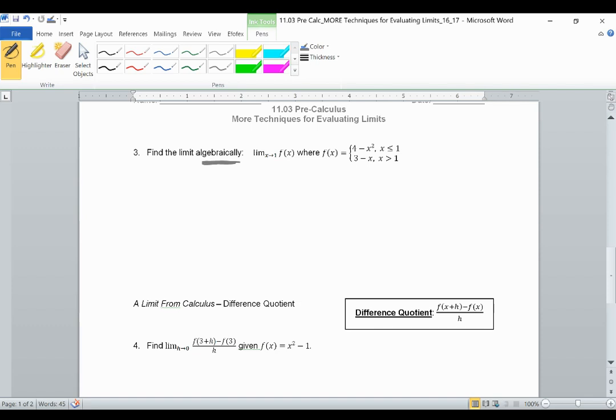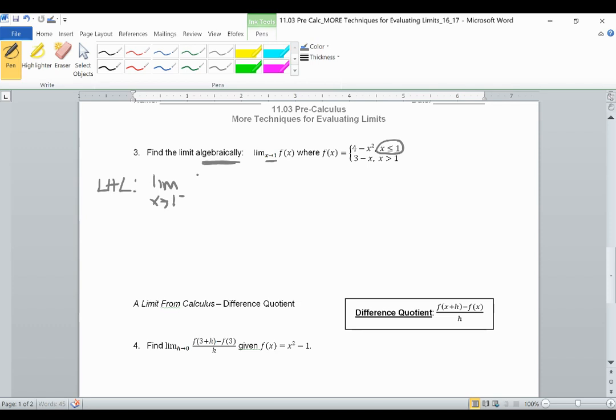Okay, so hopefully you tried this now. You've got x approaching 1 again. So notice we've got where x is less than or equal to 1. That's going to give us our left-hand limit, as x approaches 1 from the left.